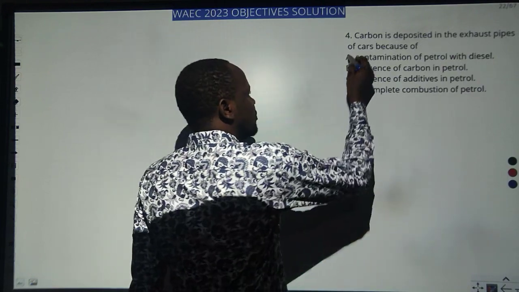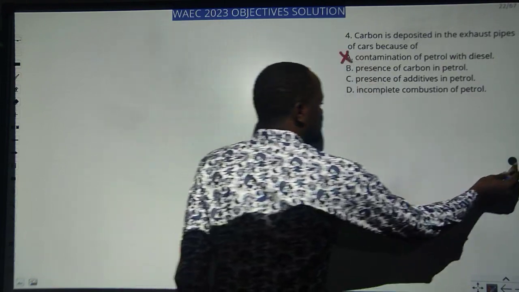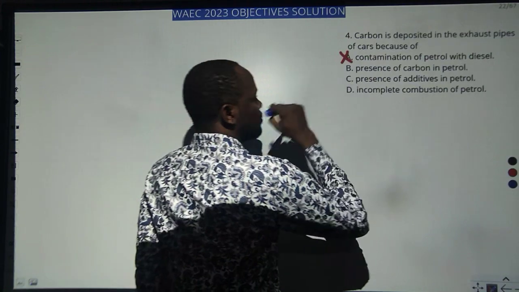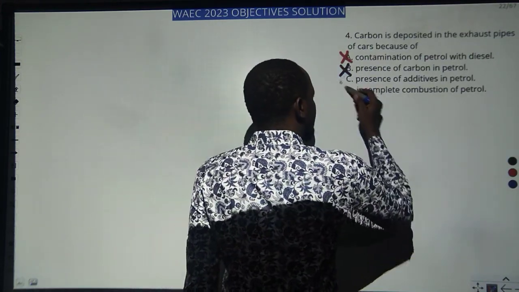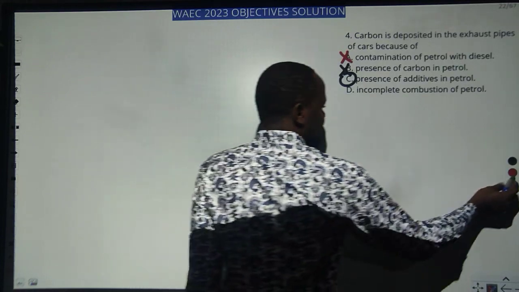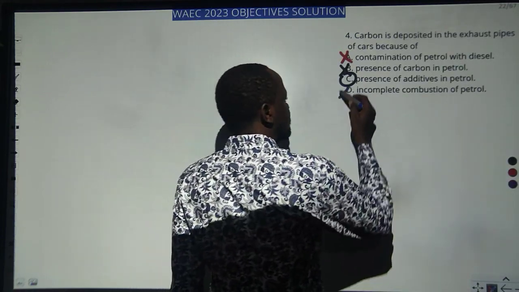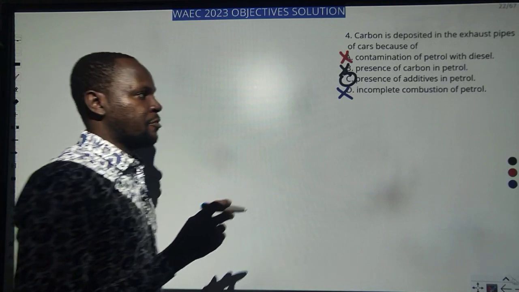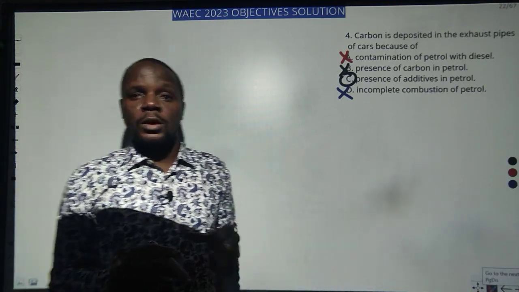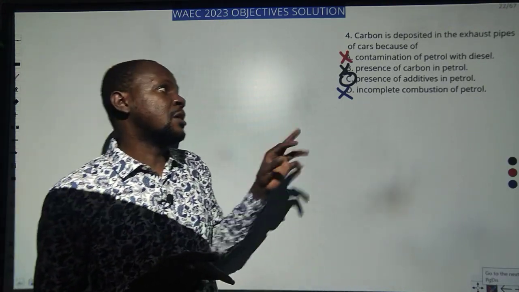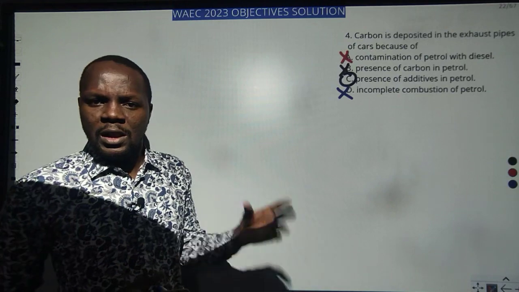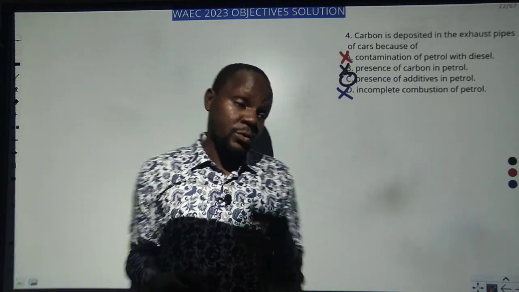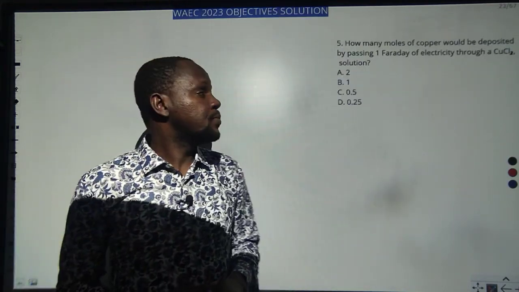Contamination of petrol with diesel is not it. Turning the exhaust black: presence of carbon in petrol does not make sense. Presence of additive, we talked about that. Then the last one says incomplete combustion. So that is the perfect one. But what you need to be careful about when taking answers to some questions is that they can look simple, but technicalities can be there sometimes too. Let's move on, admin. You can move on to the next question. Let's see what we have next.